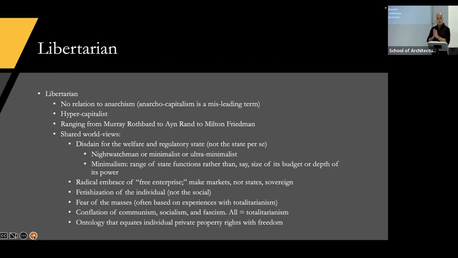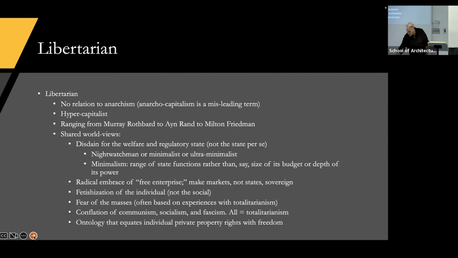But over the course of time, what this yields is a conflation of communism, socialism, and fascism as equally similar forms of totalitarianism. This is pretty commonplace in the US after World War II, generally, right? Mainstream American liberals tended to talk about totalitarianism and to conflate fascism and communism in particular as a similar kind of thing. And then the last thing is an ontology that equates individual private property rights with freedom. Private property rights are the foundation of what it means to be free in this perspective.